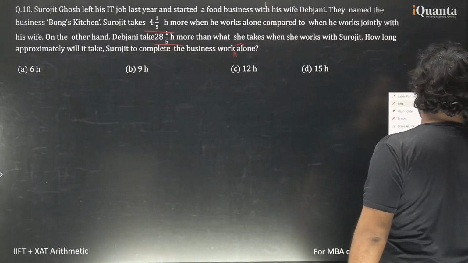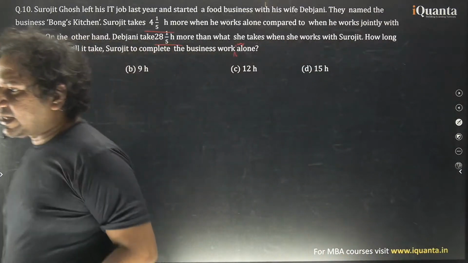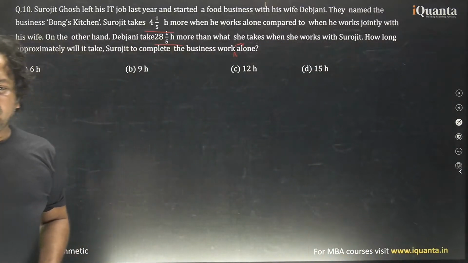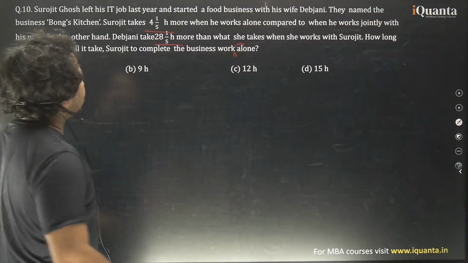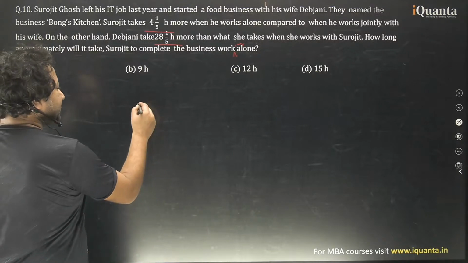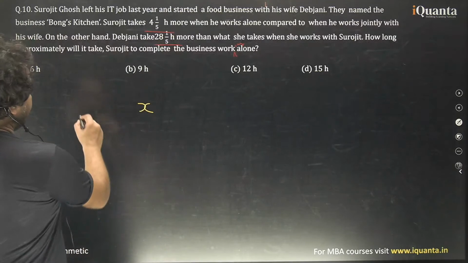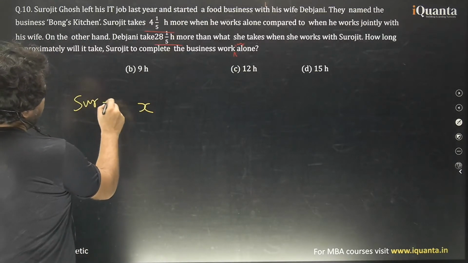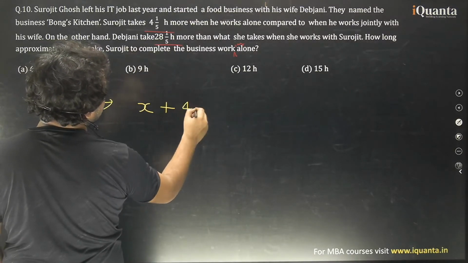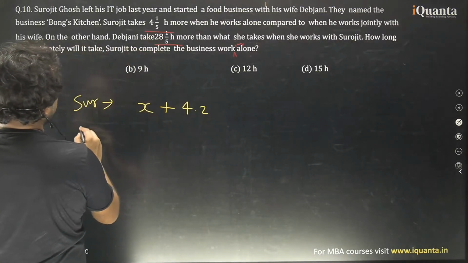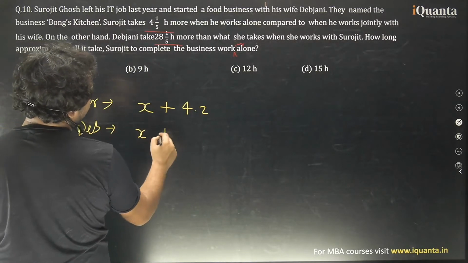Now in this question, if you assume two variables for Surajit as well as his wife, you will be stuck because there will be a lot of calculation then. So let's just do it smartly. Let us assume that x is the time taken for them to work together. Now what does that mean? That Surajit would be taking x plus 4.2 hours more, right, for 1 by 5, and Devjani she'll be taking x plus 28.2 hours.